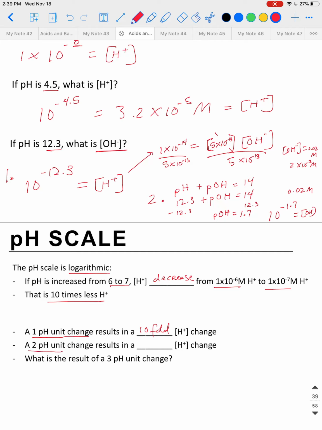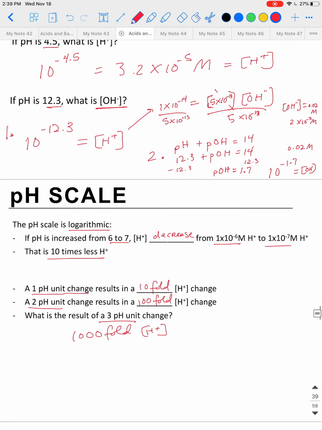A 2 pH unit change, if we go from 6 to 8 or 4 to 6, results in a 100-fold H+ change. And what about a 3 pH unit change? What would that mean as far as how much your H+ is changing? That would be a 1,000-fold change in the concentration of H+.